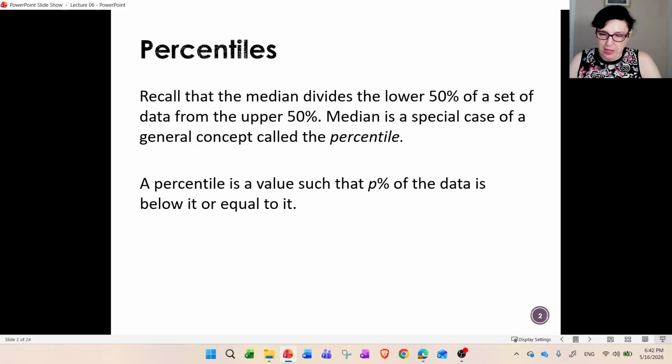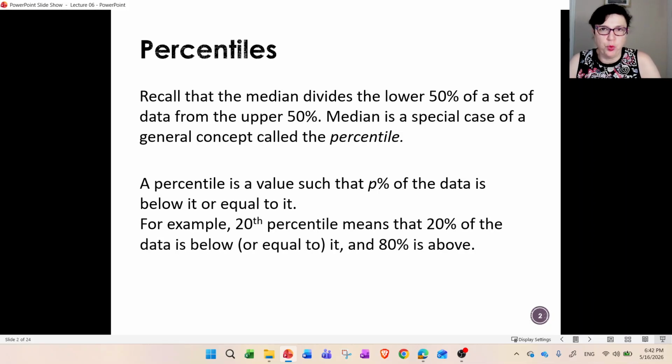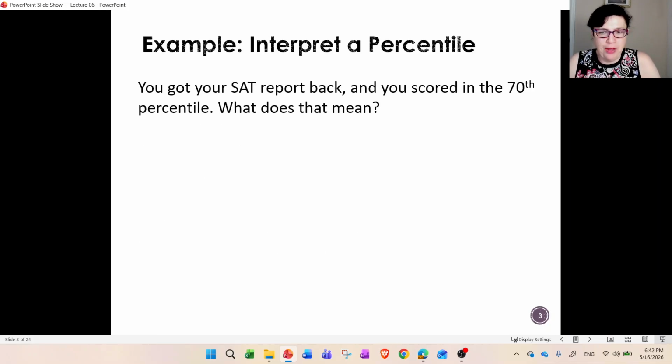That's pth percentile. Okay, so let's say what is 20th percentile? Well, that means that 20% of the data is below or possibly equal to it, and 80% is above. Now, sometimes it's hard to find these percentiles because, especially for small data sets, you might not be able to isolate a group that has exactly 20% below and then 80% is above. And so it's just always approximate, okay?